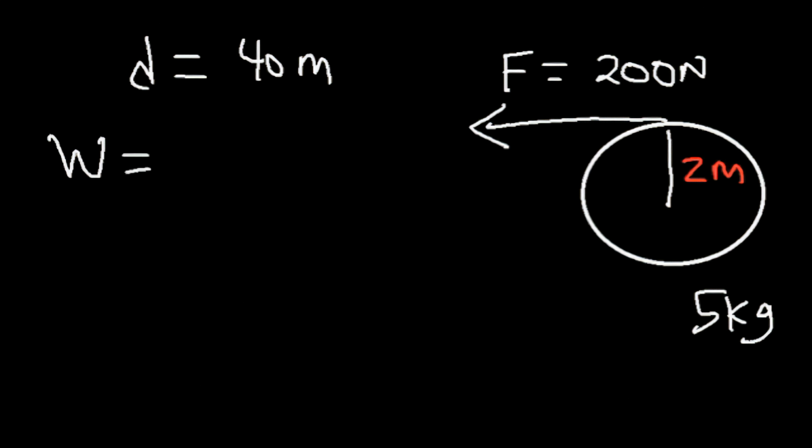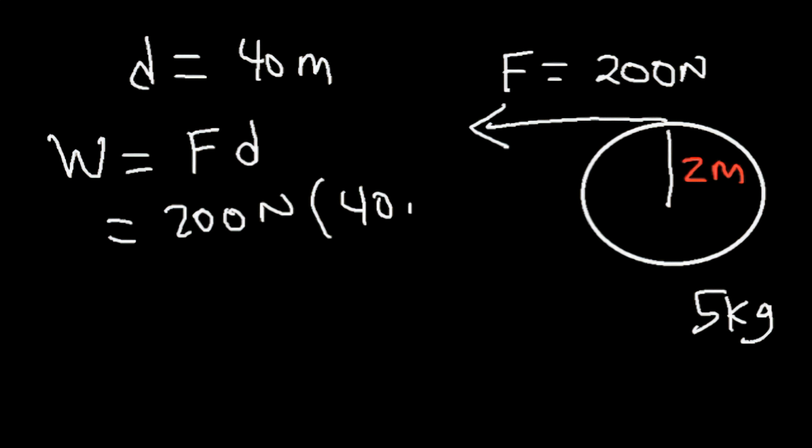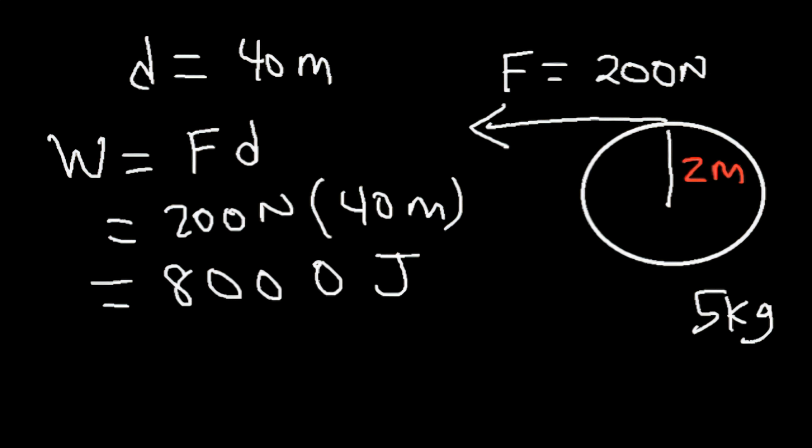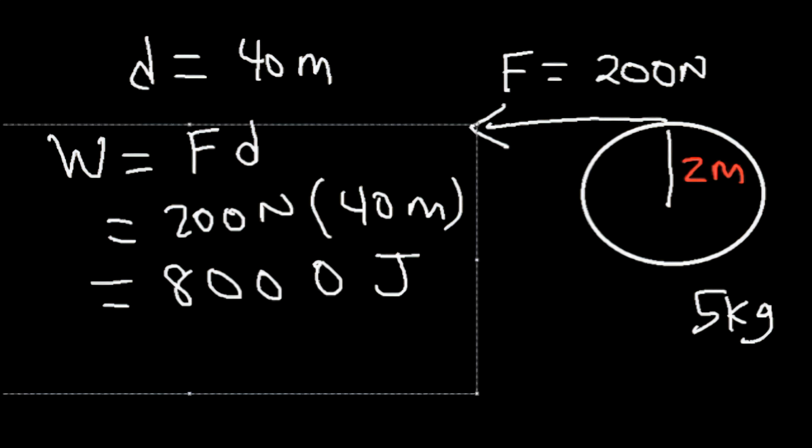We know that work is equal to force times displacement. So it's 200 newtons times 40 meters. 200 times 40 is 8,000. So it's going to be 8,000 joules. Now let's see if we can get the same answer using the other equation.